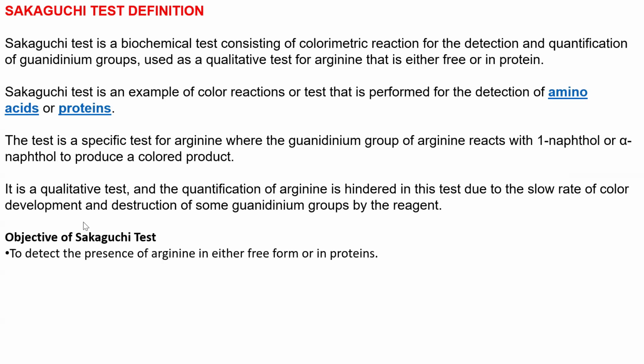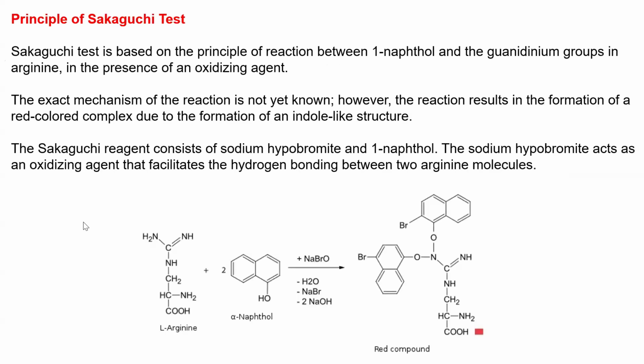the reagent. For example, there are some reagents like hypochlorite. If you have hypochlorite, it can destroy the guanidinium group. So if it destroys it, it means that it may give a false positive. But also the slow reactions, the slow color formation, can also affect tests. And the main objective of Sakaguchi's test is to detect the presence of arginine in a free form or in a protein. So you can detect arginine in both, either as a free amino acid or in proteins.